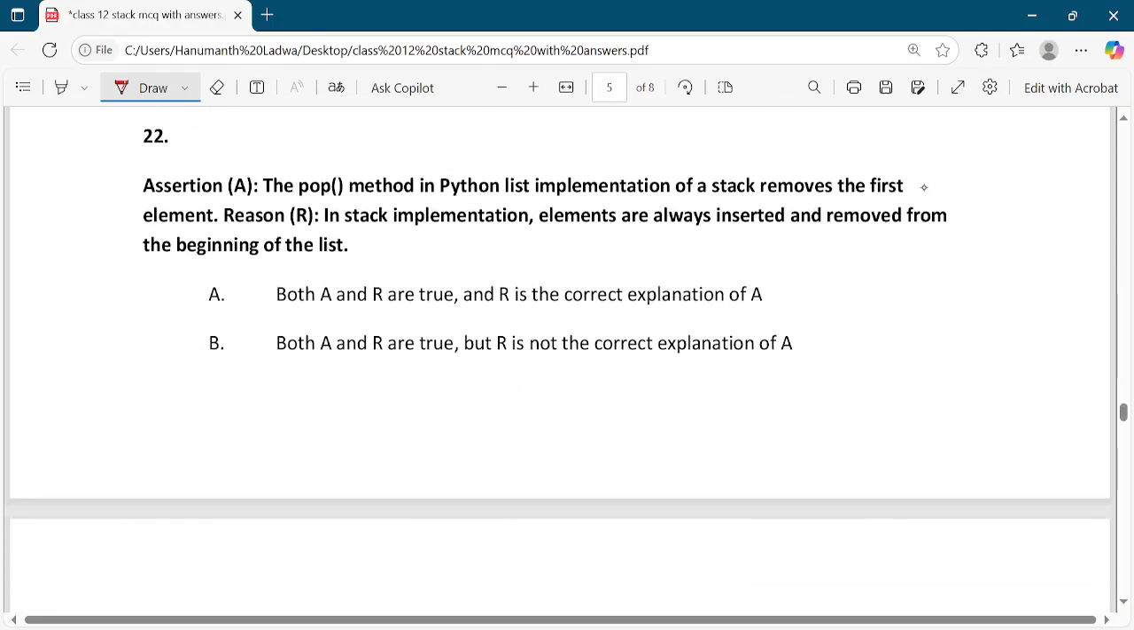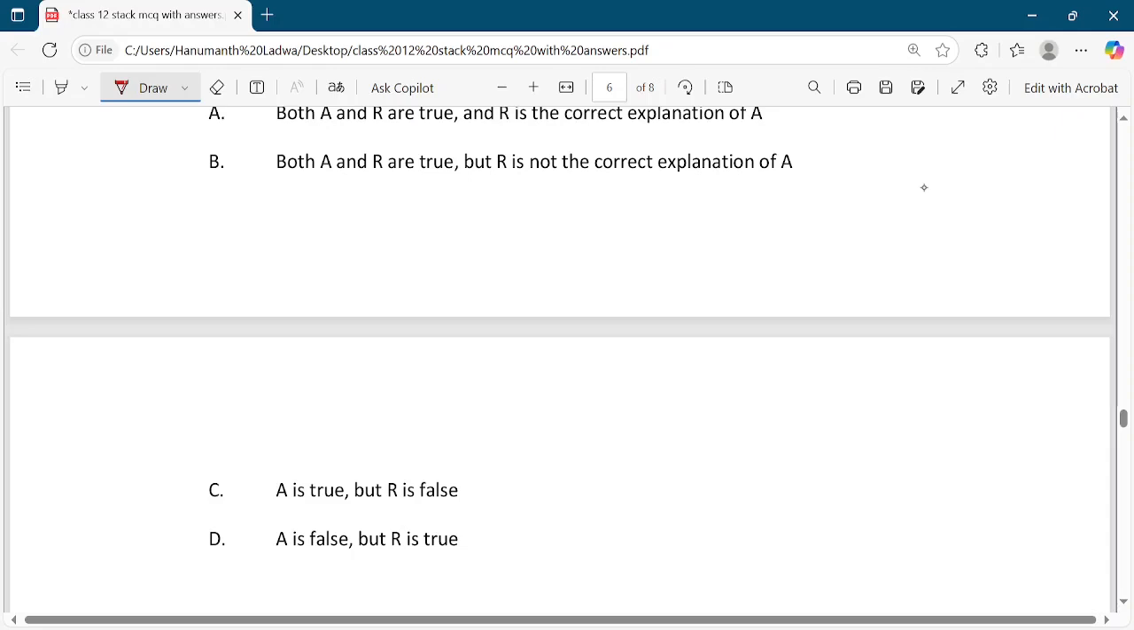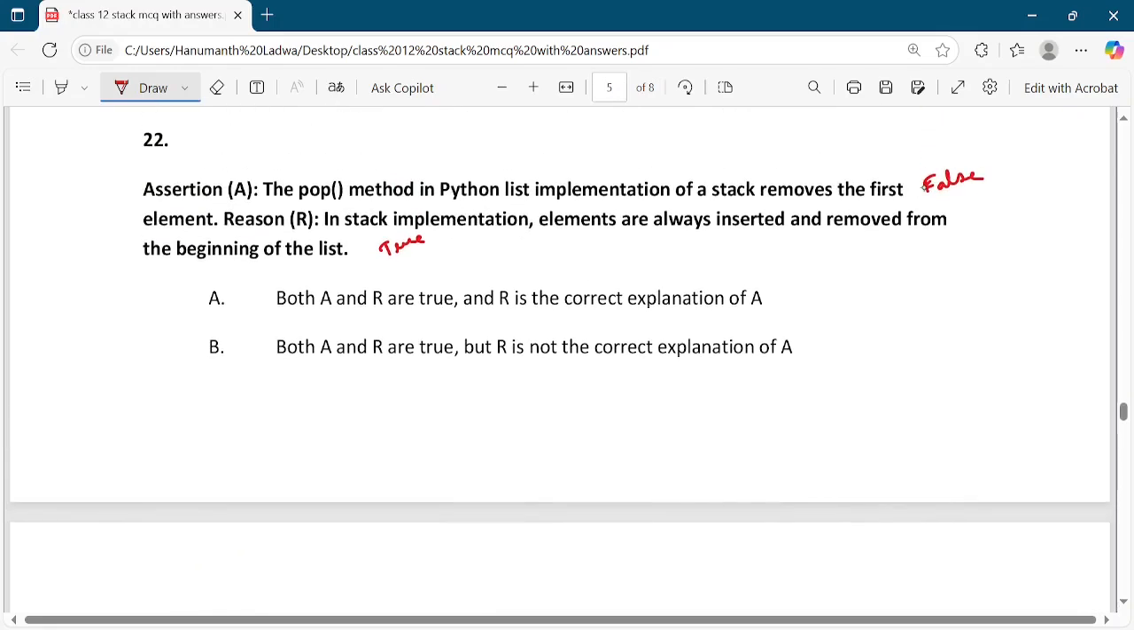Question number 22. Assertion A: The pop method in Python list implementation of a stack removes the first element. So this particular statement is false. Reason R: In stack implementation, elements are always inserted and removed from the beginning of the list. So here this statement is true. You can observe here A is false but R is true. Hence option D is the right answer.